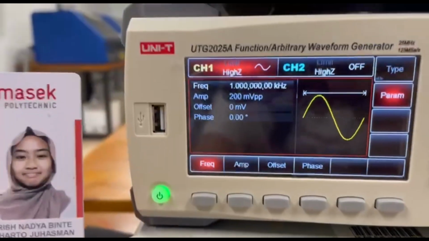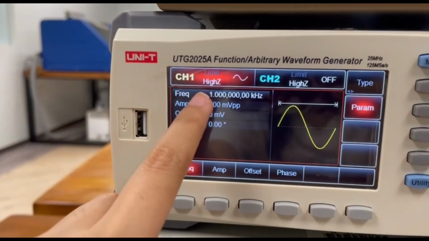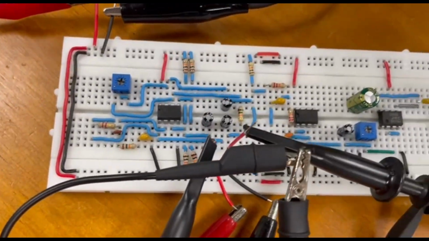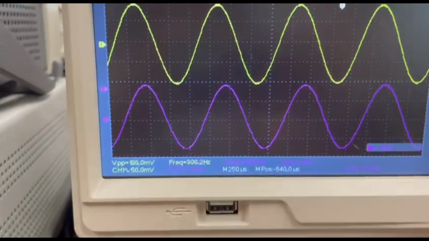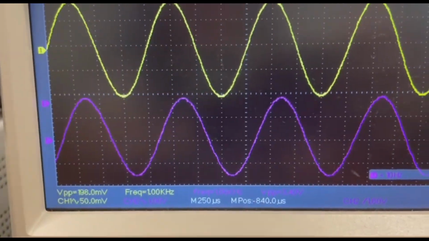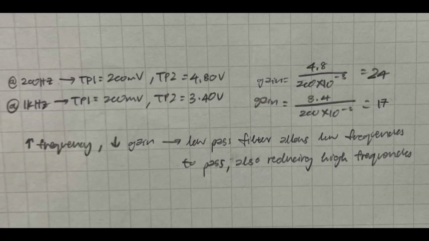Here I measured the same stage but with a 1 kHz frequency instead, resulting in my TP1 to still be around 200 mV, my TP2 is around 3.4 volts. Here I've recorded the gain for both measurements, and as you can see, with the higher frequency, the lower the gain. This is because of the low pass filter which allows lower frequencies like 200 Hz to pass through, while also reducing the higher frequencies like 1 kHz.